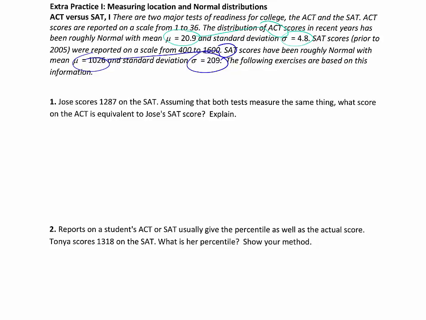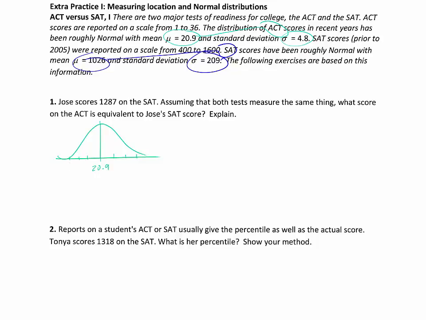Now, if you were to draw a picture, and I always think drawing a picture is definitely a big help here, we would have a picture for the ACT, and it looks like this. So here's my curve. We know the middle is 20.9. It is mu, or the mean. And then you can draw 1, 2, 3 tick marks out in both directions. And that covers pretty much everything.